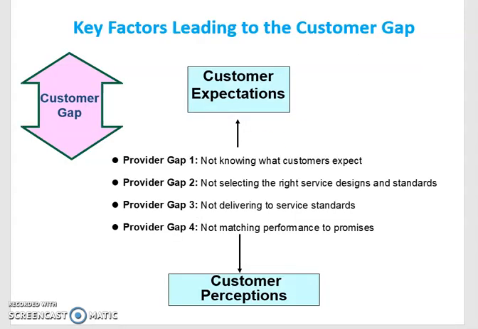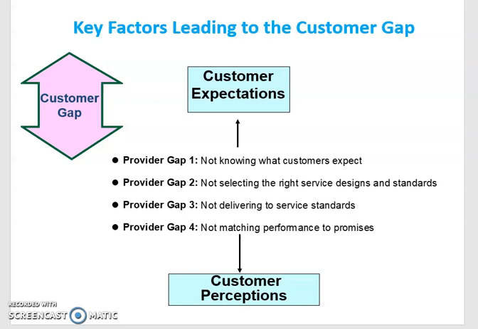So here we can say that the key factors which lead to the customer gaps mainly represent the customer expectations as well as the customer perception. If we see the first gap, which is usually defined as the knowledge gap, the first context is what the customer expects as well as what the management thinks of the customer expectations.